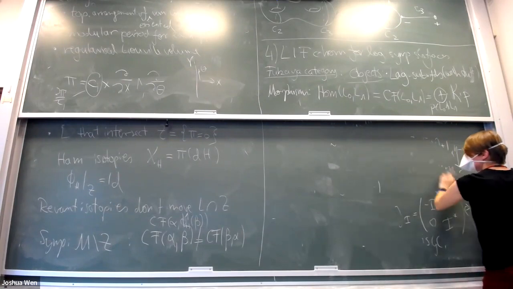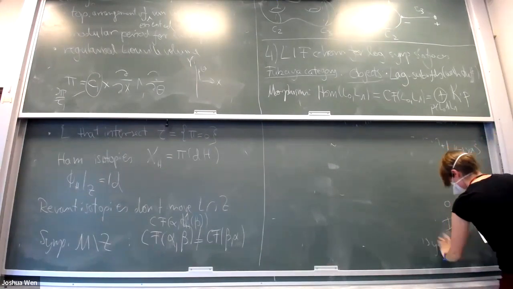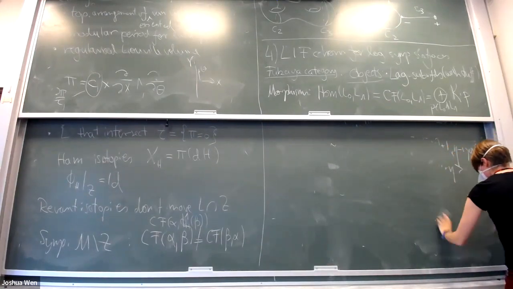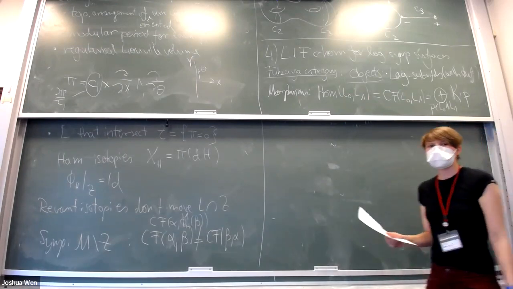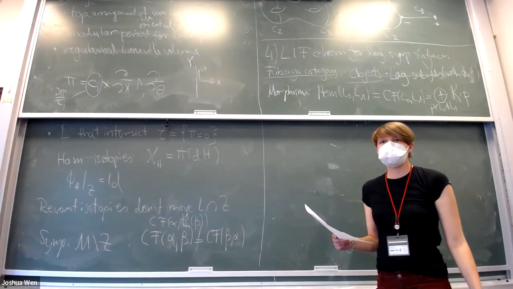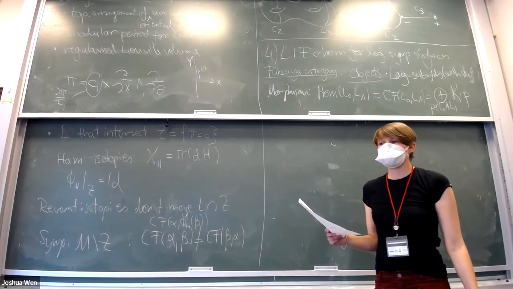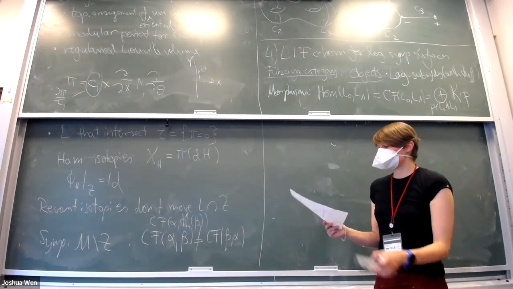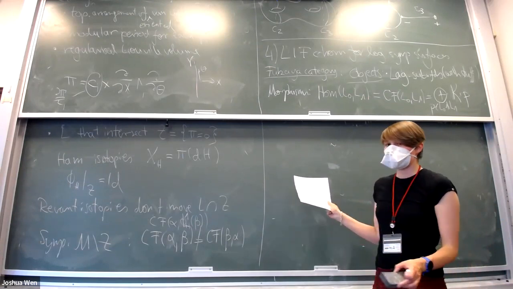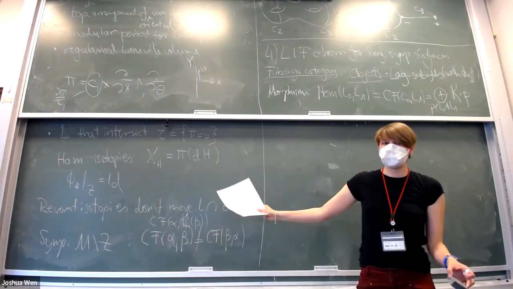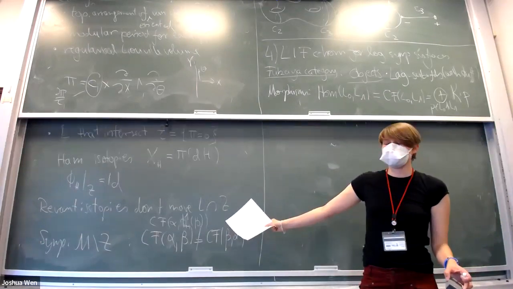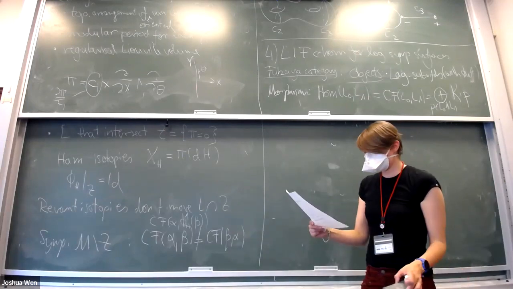Can I ask a question? Yes. So you're looking at Hamiltonian isotopies where the Hamiltonian is a C infinity function on the whole manifold, and you're not allowing it to go to infinity at Z? No, it's a C infinity function on the whole manifold. And in a second, I'm going to write down which ones you take in order to make the cohomology invariant under Hamiltonian isotopy.